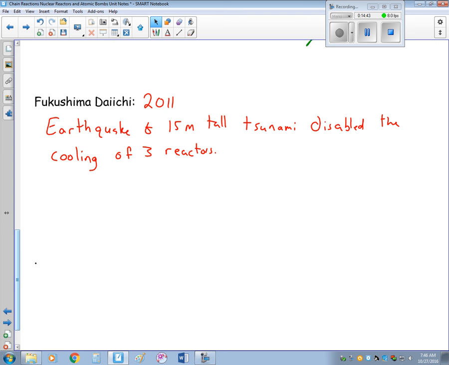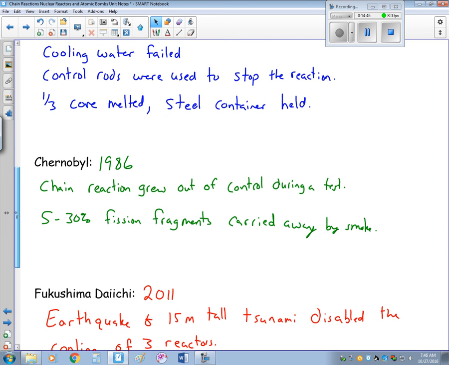Okay, so this is going to conclude our unit on chain reactions, nuclear reactors, and atomic bombs. In our next unit, we will start talking about electricity and magnetism.